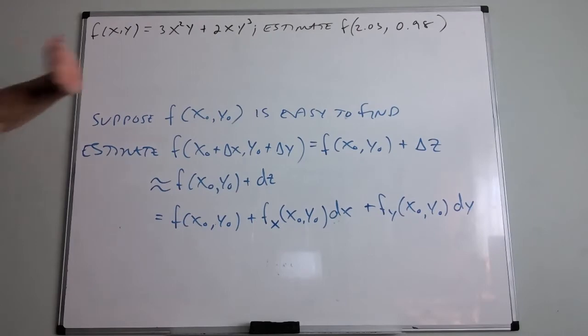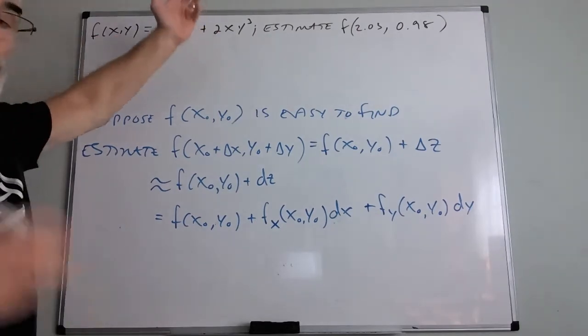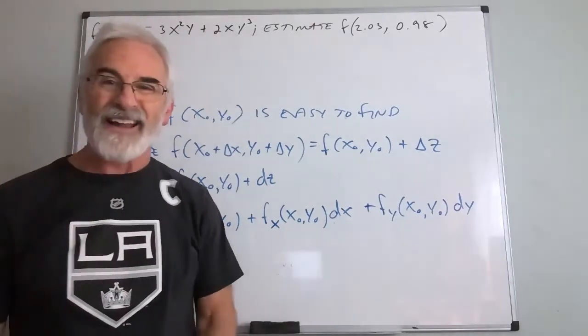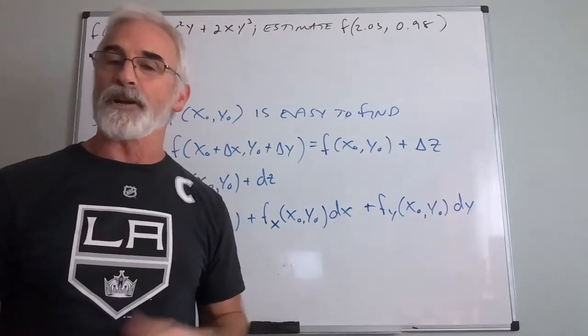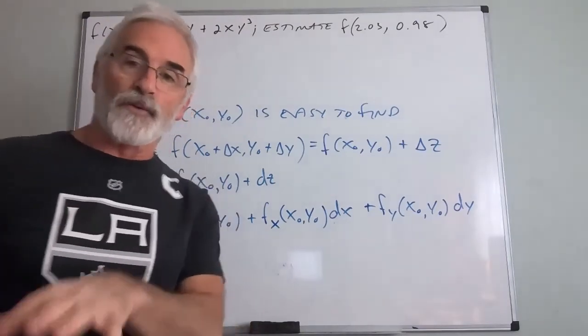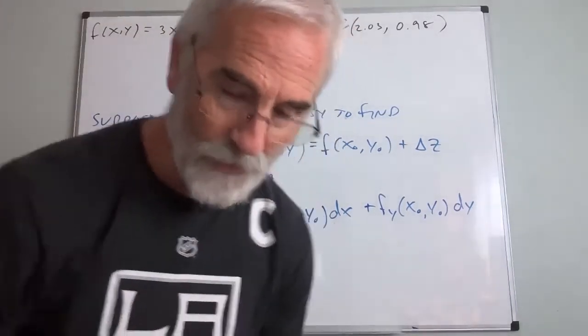So it would be equivalent to me putting a 2.03 in for x and a 0.98 in for y. That's all I'm doing. And I don't have a calculator. So we're going to do an estimation, and then at the end, we'll check the numerical value to see just how close we are.